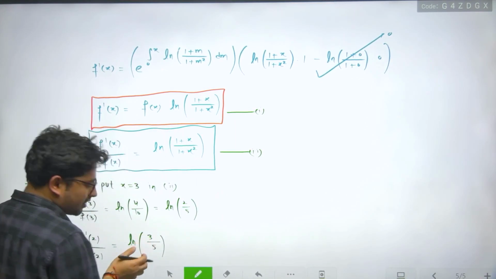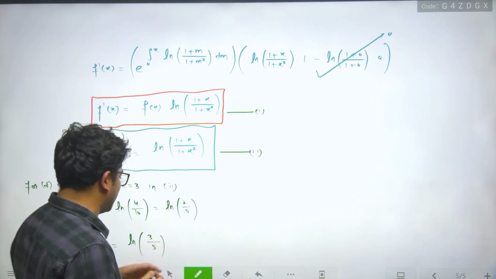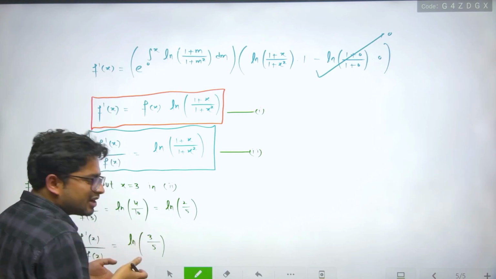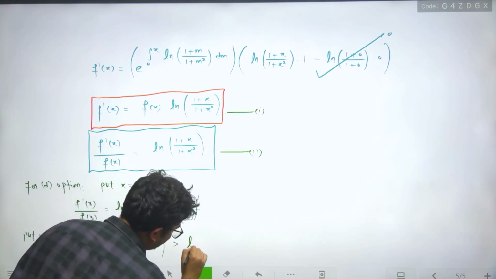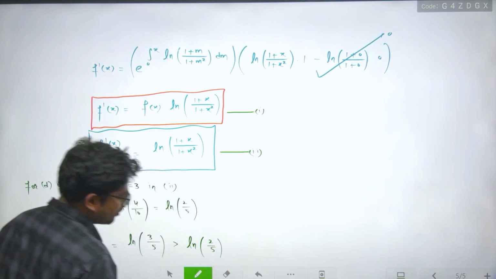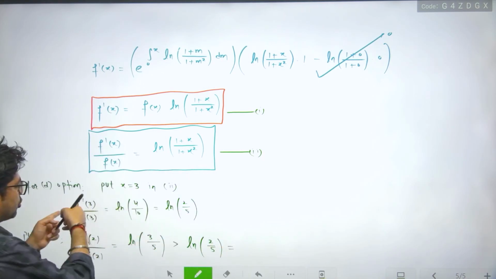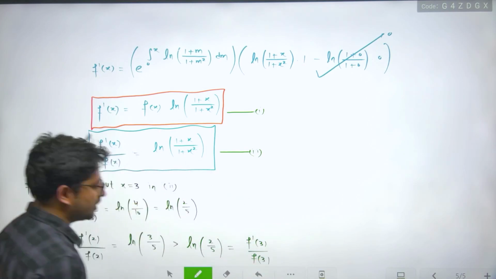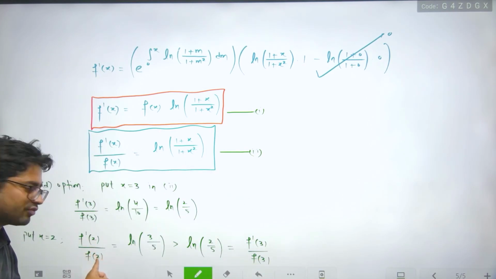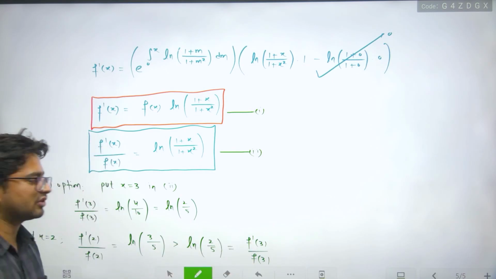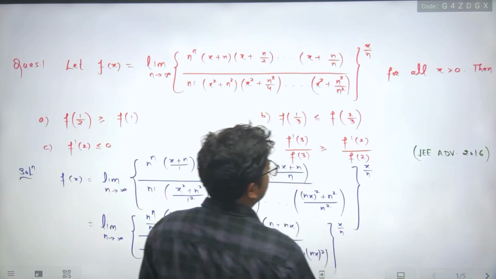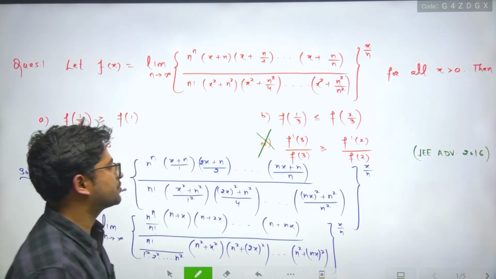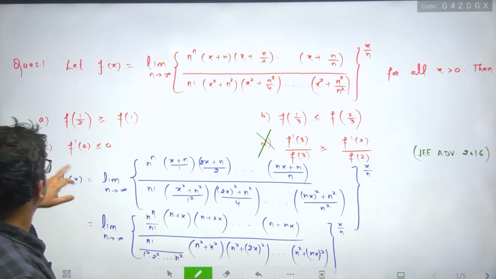If this is increasing, bigger input gives you the bigger value. Which one is greater, 2/5 or 3/5? It's 3/5, so ln(3/5) is greater than ln(2/5), and ln(2/5) is f'(3)/f(3). So f'(2)/f(2) is greater than f'(3)/f(3). But my option says f'(3)/f(3) is greater than or equal to this, so this is a wrong option.